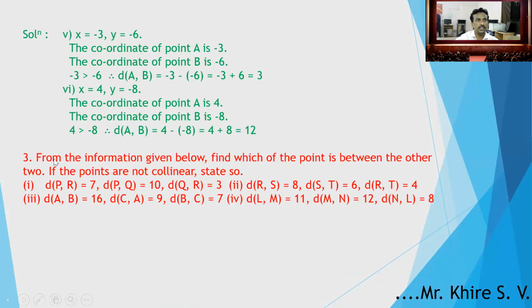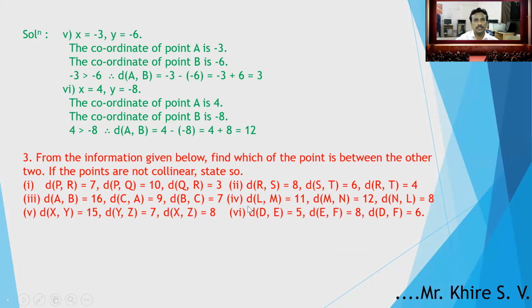Question number 3 is there. From the information given below, find which of the point is between the other two. If the points are not collinear, state so. Now first example, distance PR is 7, distance PQ is 10 and distance QR is 3. This is the question. Now some other examples are given. We will take solution of first example.